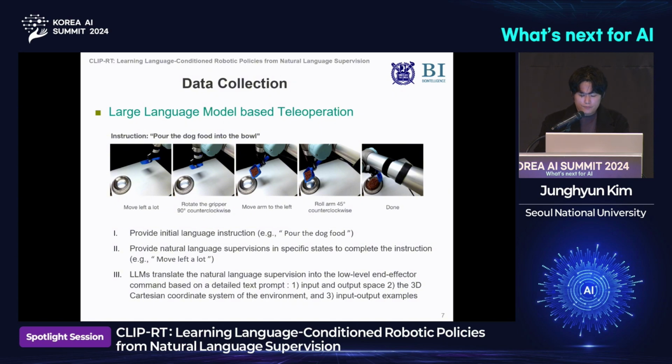Here's how it works. First, the user provides an initial instruction, such as "pour the dog food." The user then describes the required actions in natural language, for example, "move left a lot." And finally, the robot executes these actions using a low-level action vector, which is translated from the user's instructions by GPT.